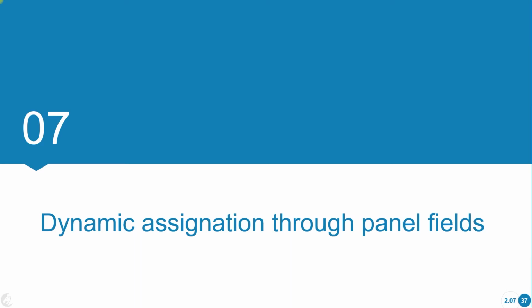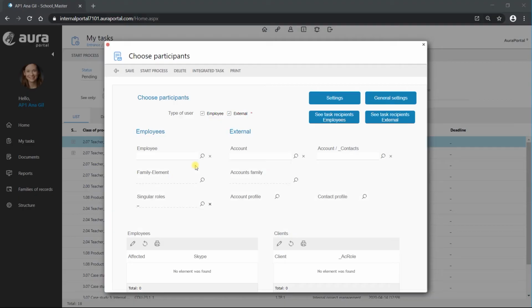Dynamic assignation through panel fields. We have already seen how the dynamic assignation works when we are working with the teacher-participant process. Dynamic in the sense that in the configuration of the task, we select a panel field as the appointed performer. We saw we could select a family prefix, a family element, an account family, etc.